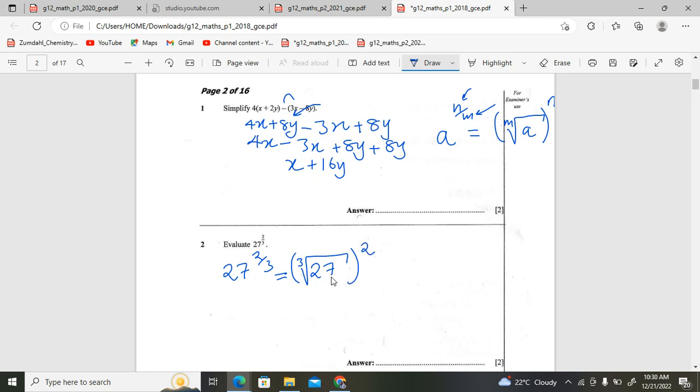Now, what is the cube root of 27? What number can we multiply 3 times for us to be able to get 27? That is a 3. So, what is inside there will give us a 3 to the power 2. If we say 3 times, we'll get 27. And then 3 squared is going to give us a what? A 9. So, that's the answer for that one.